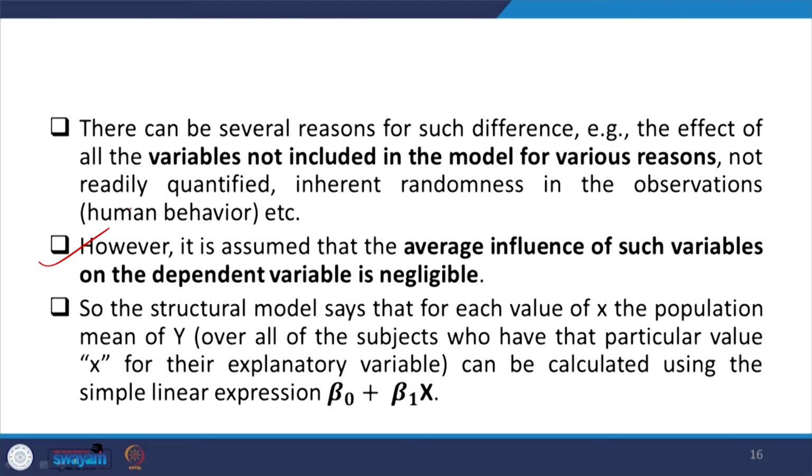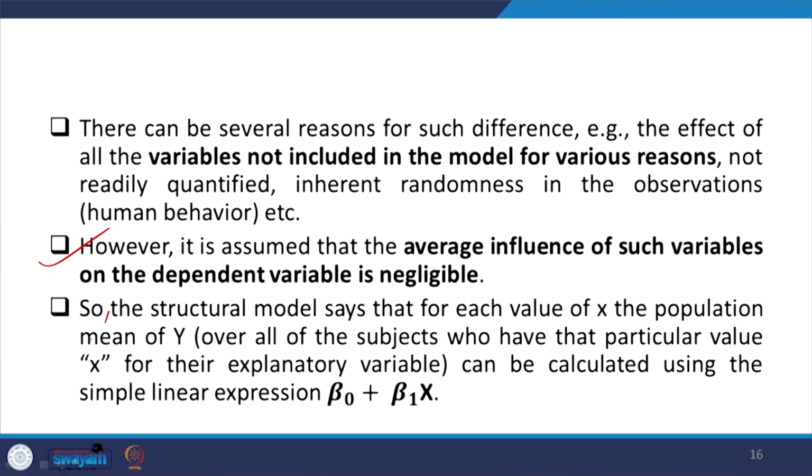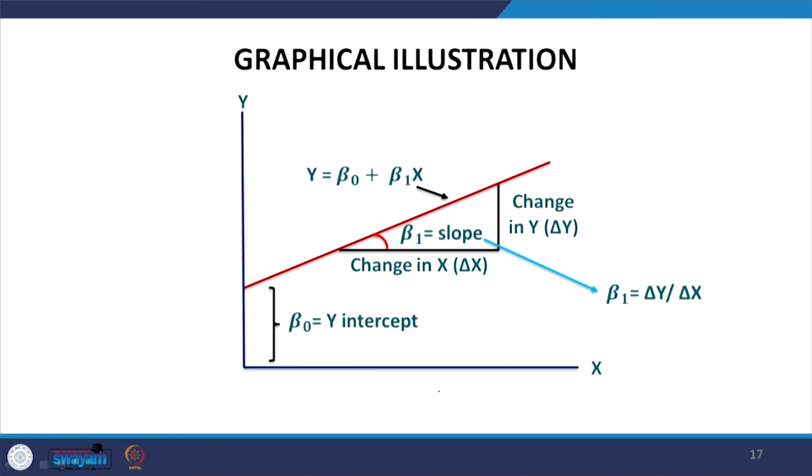So, that is why it is distributed with 0, that is why I said it is a standard normal distribution with the mean of that error term being 0. So, the structural model says that for each value of x, the population mean of y, that is over all the subjects who have that particular value of x for their explanatory variable, can be calculated using the simple linear expression beta naught plus beta 1 x.